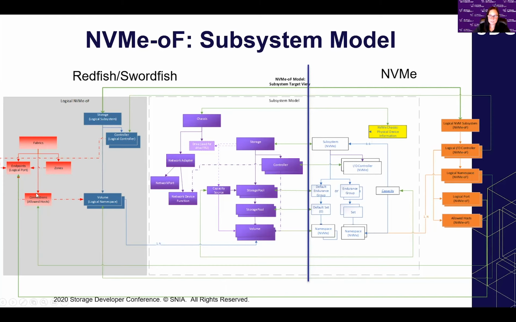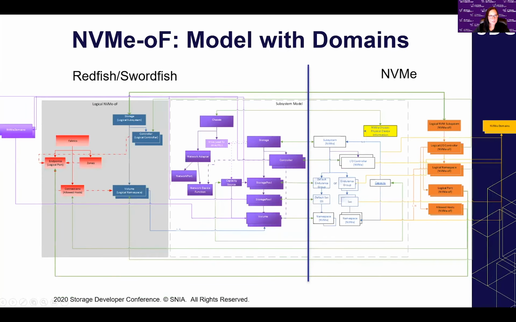So the connectivity representation is over here in this red part. So the allowed hosts, the logical port representation is all done in the fabrics. So all of this, the device's view of connectivity is represented here. And again, those mockups. Sorry, one more piece here, and then we'll jump onto the sample instantiations.